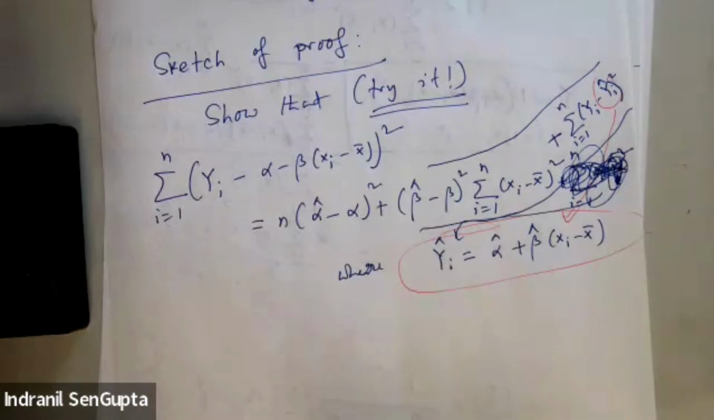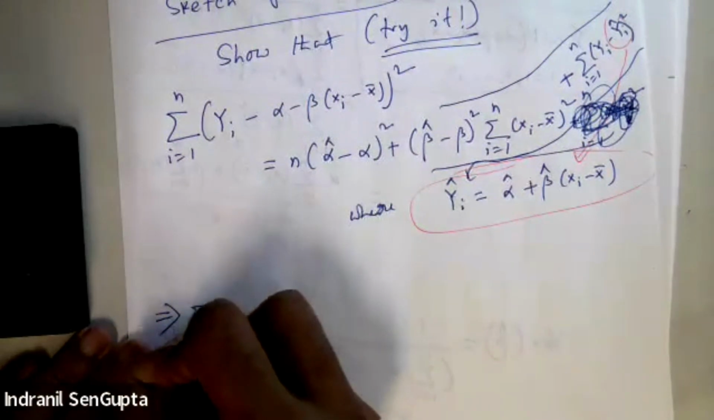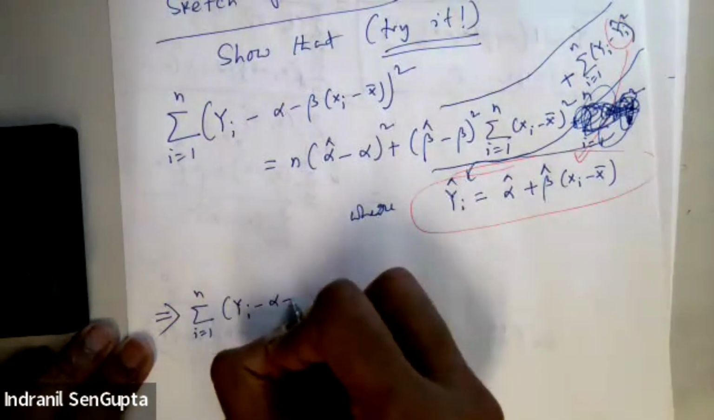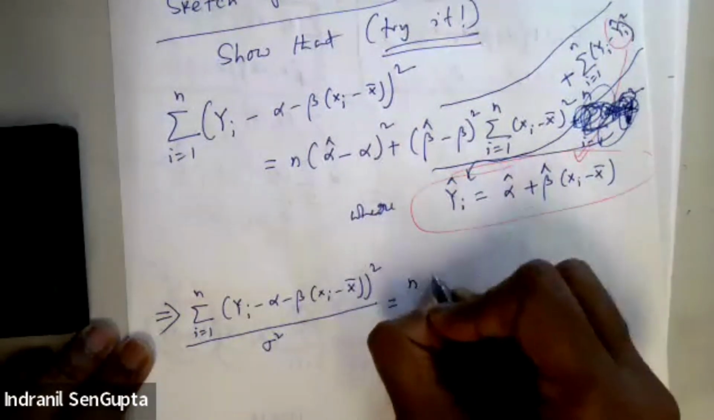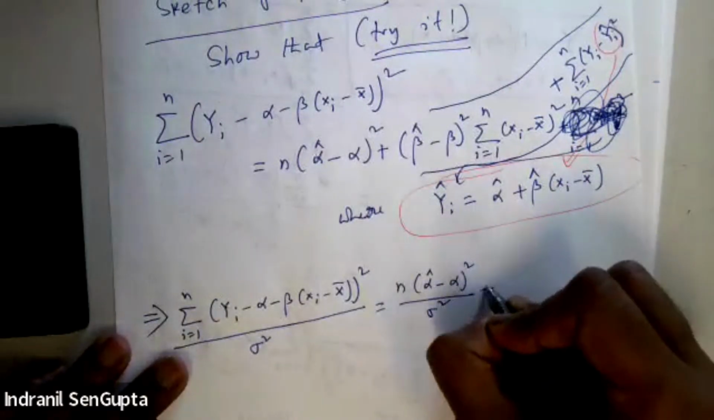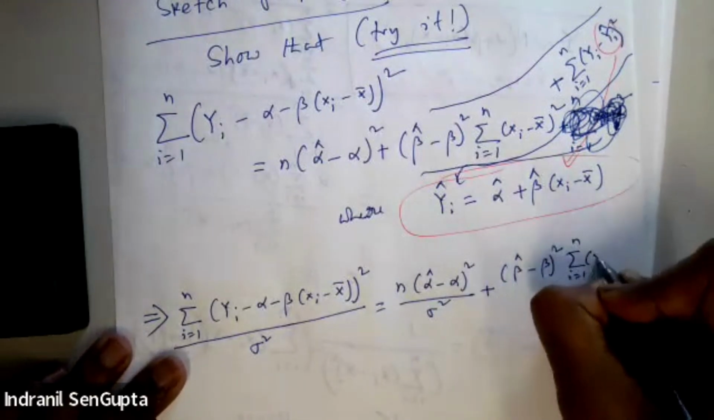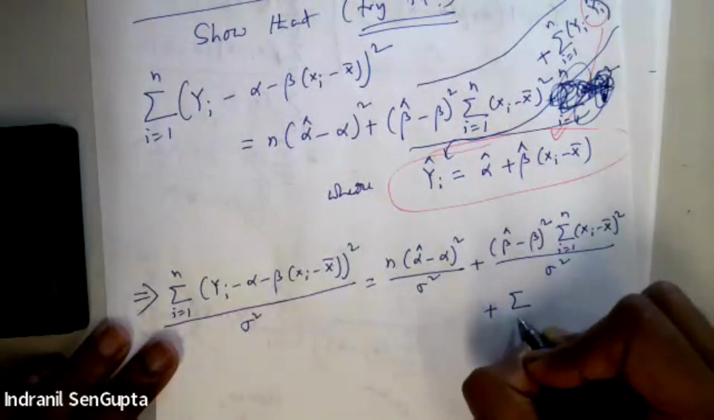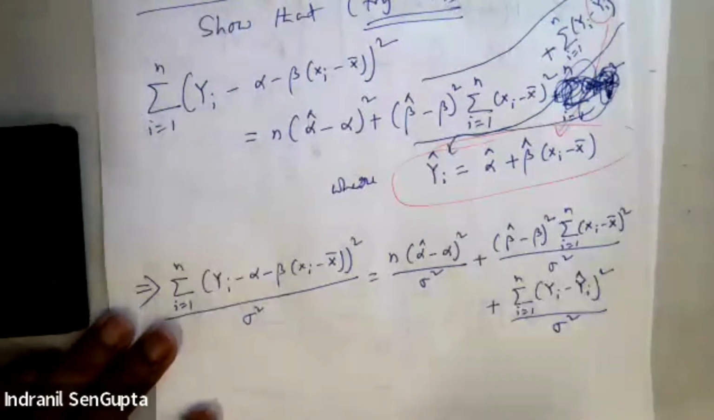Now, if we divide both sides by sigma squared, what do you have? I'll have summation i from 1 to n (yi minus alpha minus beta (xi minus x bar)) squared over sigma squared. That's going to be n times (alpha hat minus alpha) squared over sigma squared, plus (beta hat minus beta) squared summation i from 1 to n (xi minus x bar) squared over sigma squared, and then the third term, plus summation i from 1 to n (yi minus yi hat) squared over sigma squared.